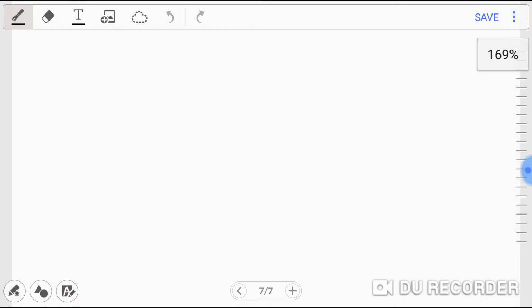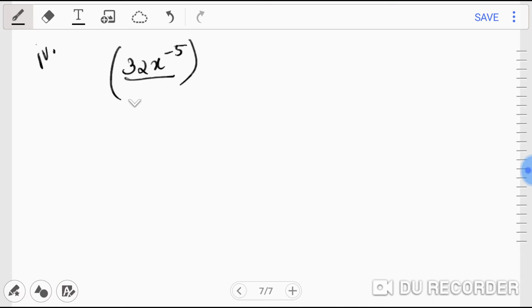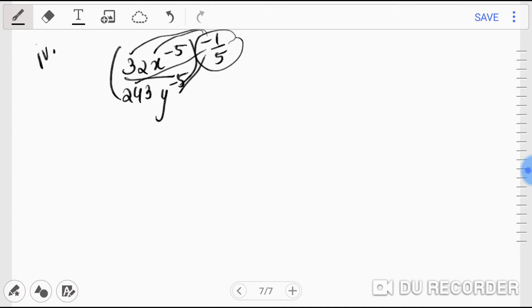Problem number 4. 32x^-5 upon 243y^-5, and outside the bracket I have minus 1 upon 5. As I said, this minus 1 upon 5 will be with 32, will be with x, will be with 243 and will be with y^-5.